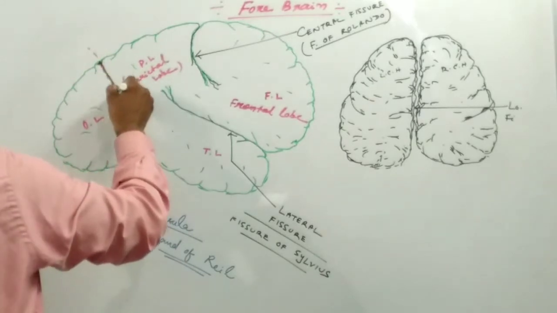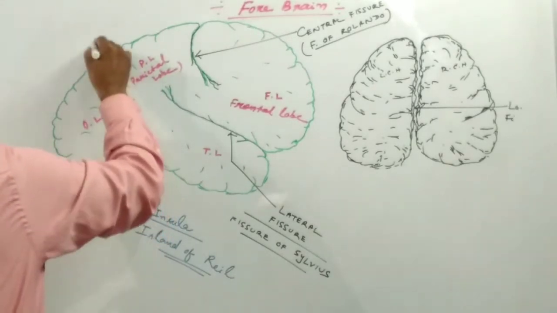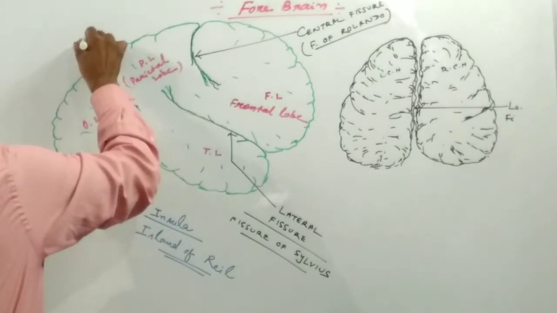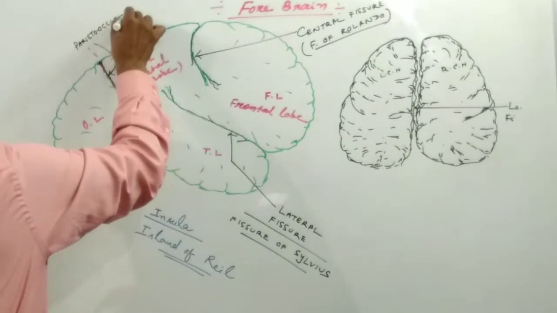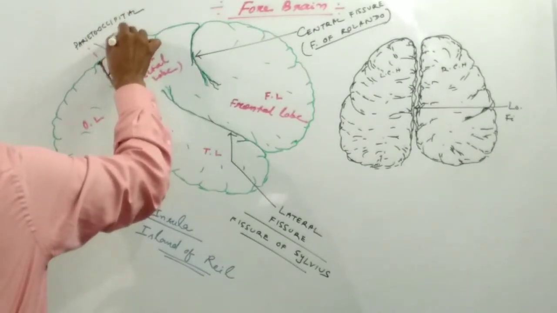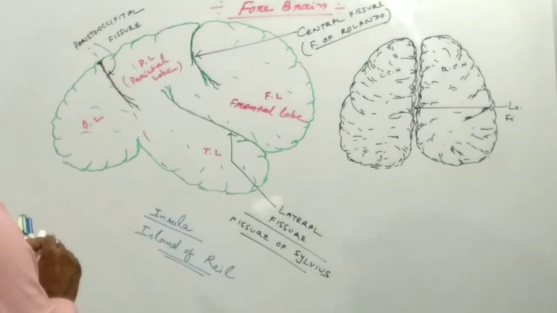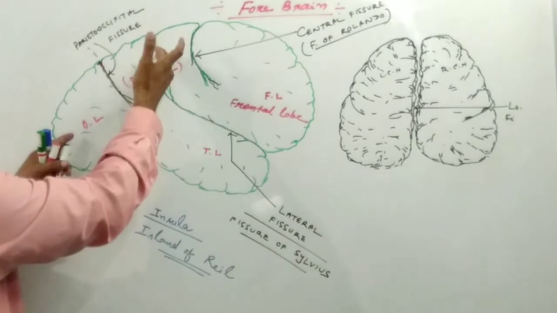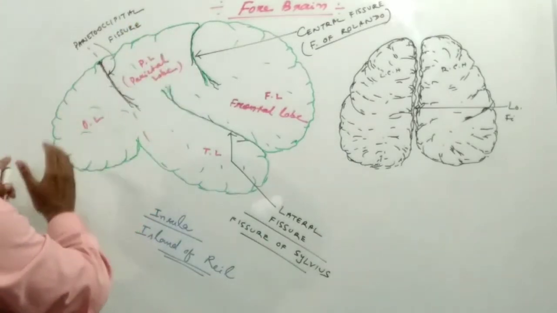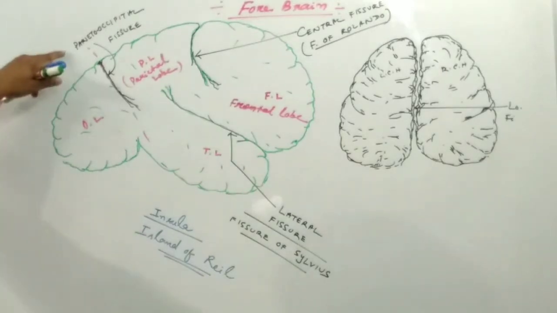This is known as the parieto-occipital fissure. So the parieto-occipital fissure divides the occipital lobe from the parietal lobe, or the parietal lobe is separated from the occipital lobe because of the presence of the parieto-occipital fissure.